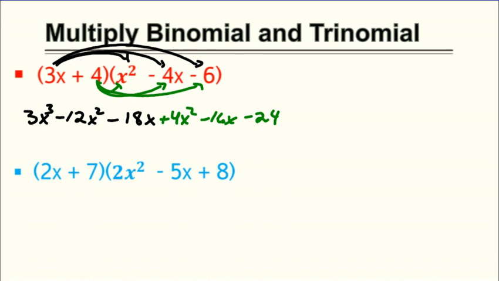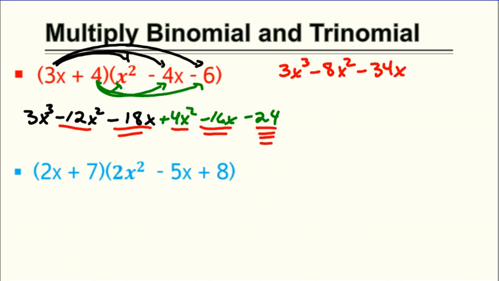So I only have the 3x cubed. So 3x cubed. I have a negative 12x squared, and I have a positive 4x squared. So that would give me a negative 8x squared. I have a negative 18x plus a negative 16x. That's a negative 34x. And then I have a negative 24 at the end. So this would be my answer.